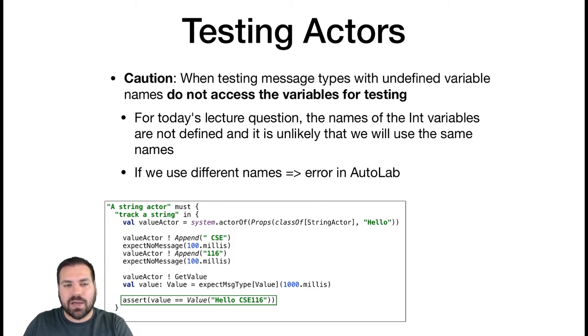Therefore, you can't use that variable name in your testing, which of course comes into play today, the first time that you're writing tests for actors. So that doesn't have a name. So we can't say assert value dot to append equals, or value dot the current string is equals hello CSE 116. We can't do that. I should have said for value. The name for append doesn't matter for testing.